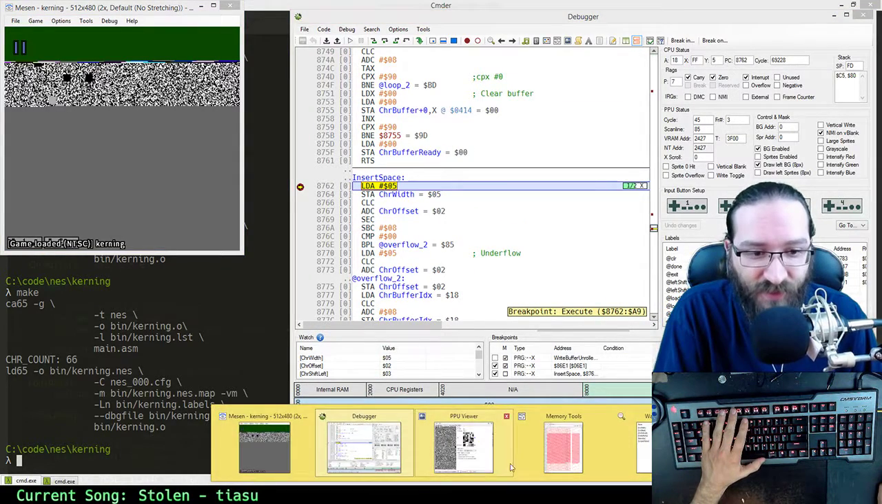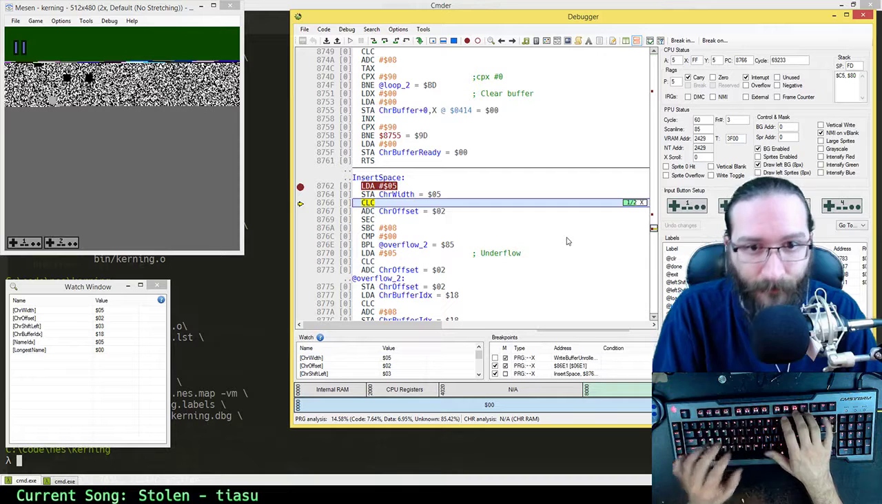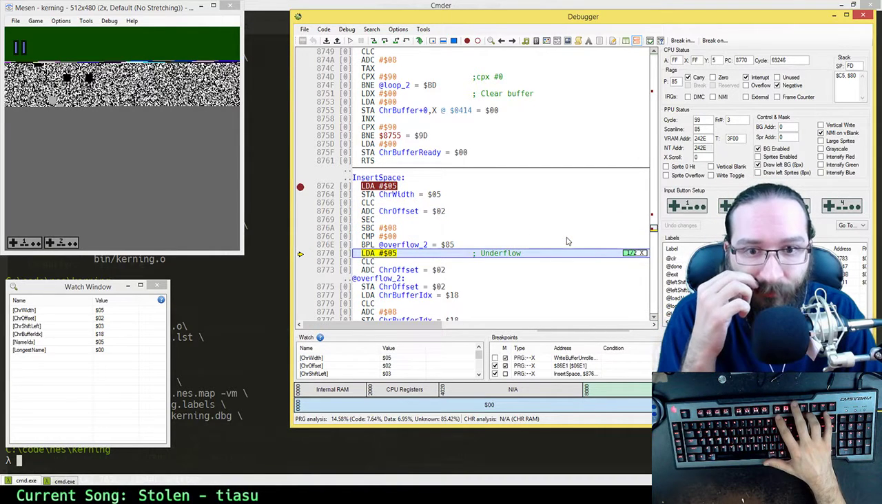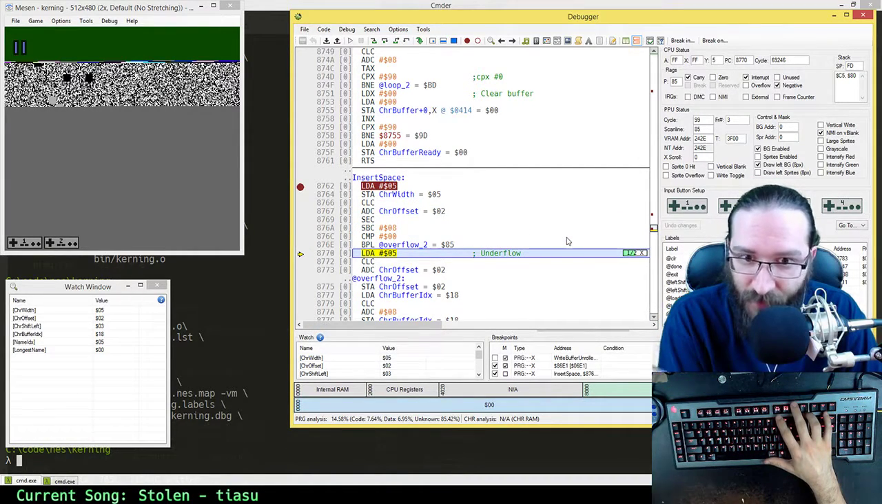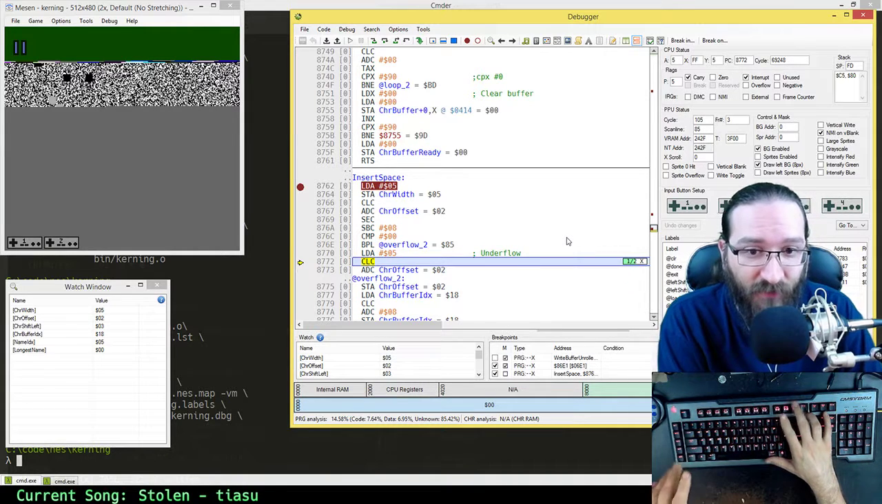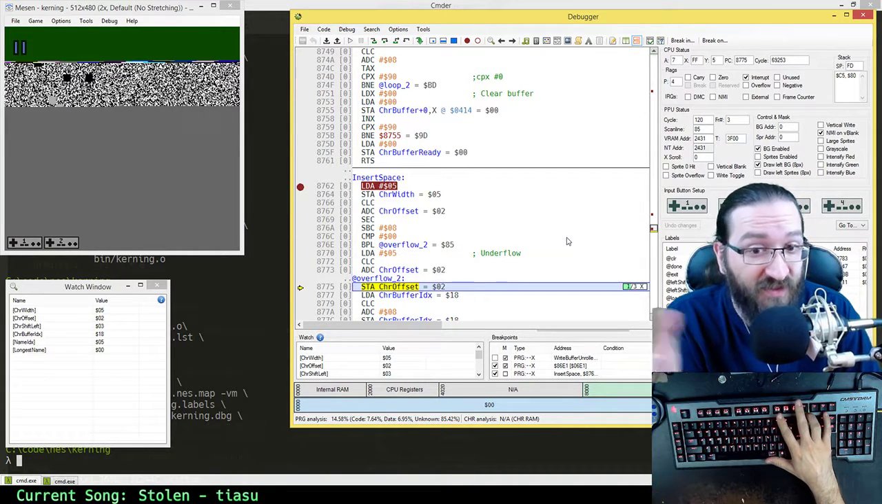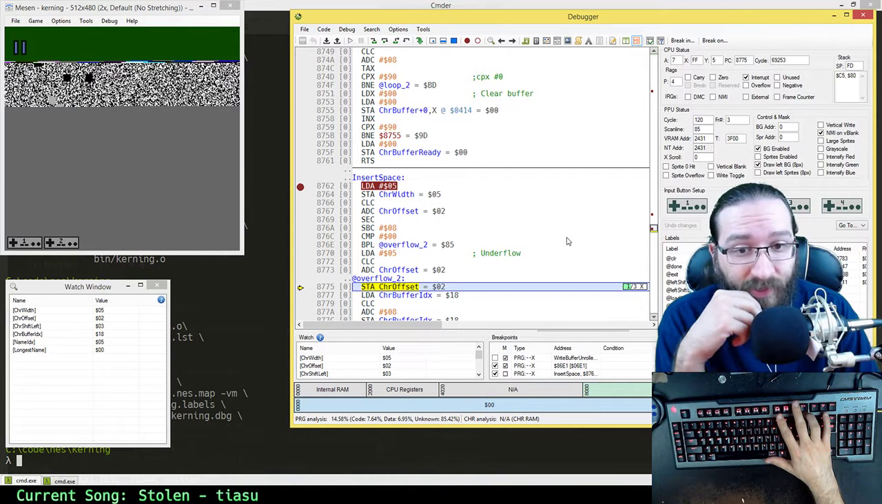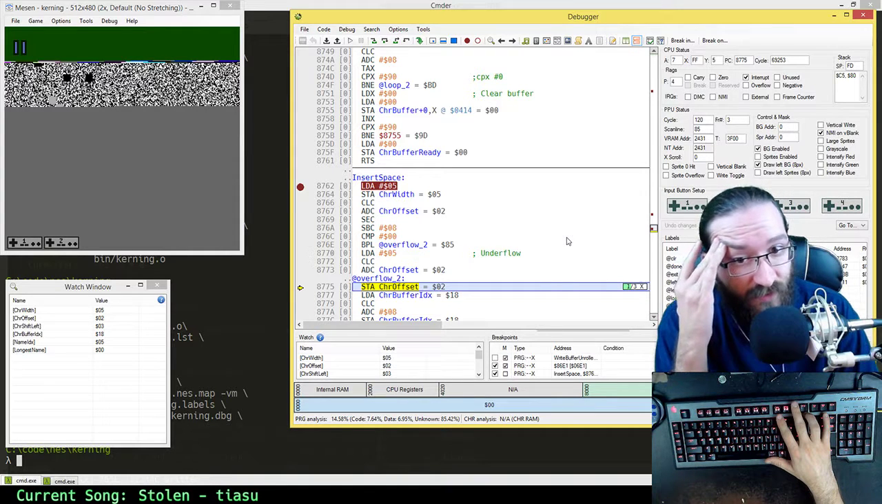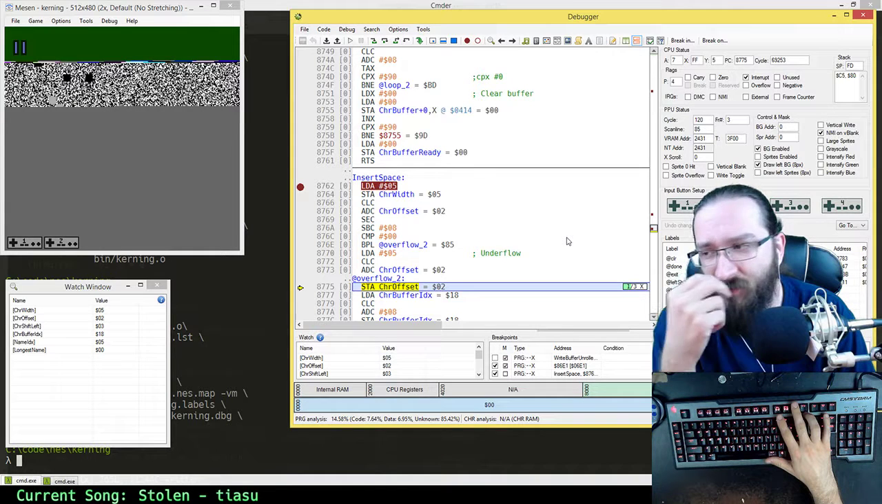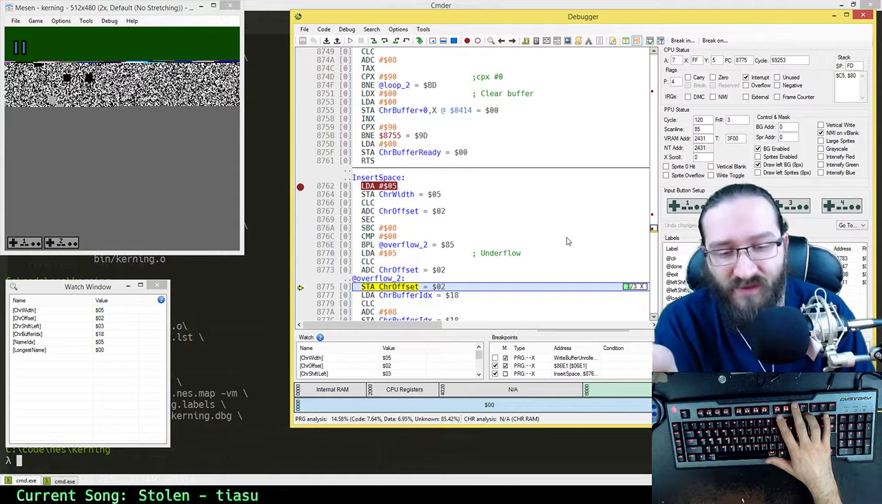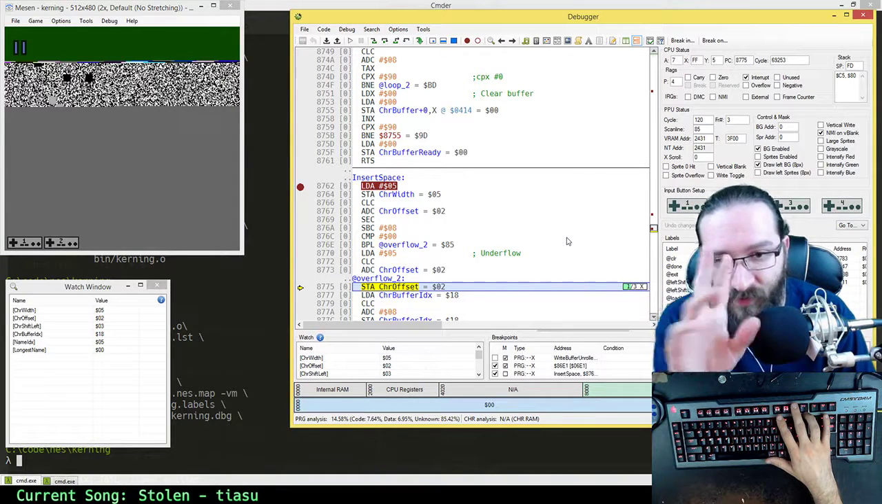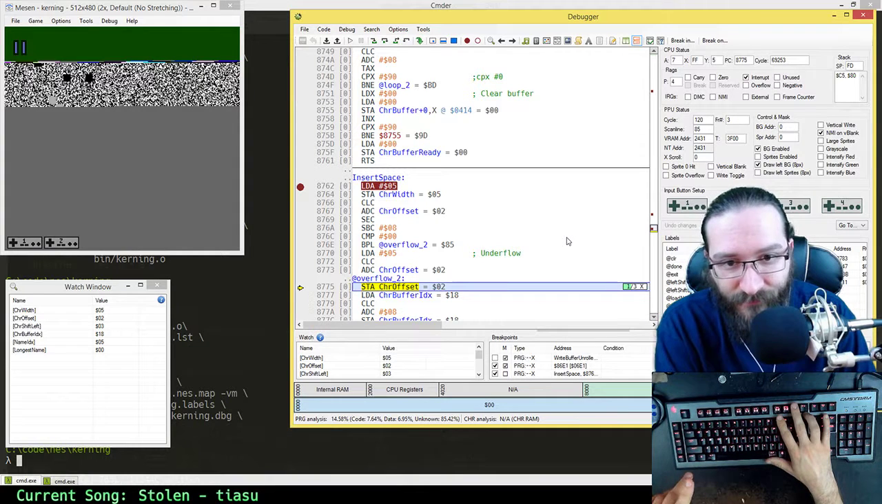All right, let's try this again. Underflow. There we go. Load 5, clear carry, add the offset 7. I didn't need to do that. I could have just stored that. Oh, no, I couldn't have, because it would have been minus. Never mind.